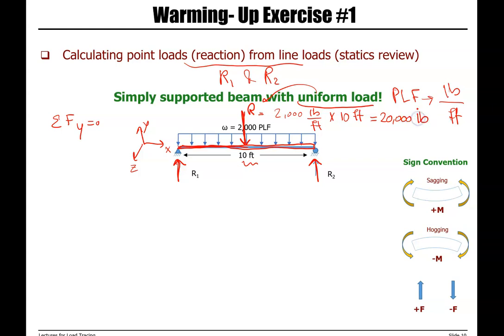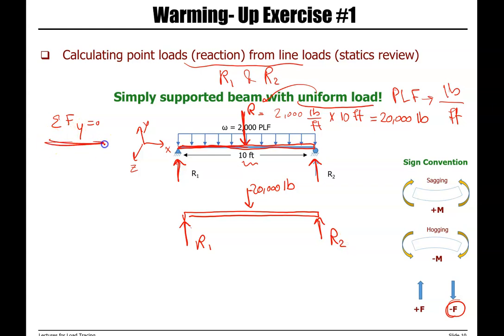20,000 pounds. So we can say that we have 20,000 pounds pushing downward, and we're going to use a negative sign for downward. And we have two end reactions, R1 and R2. So I want to write down this formula. Sigma Fy is equal to 0: minus 20,000 pounds plus R1 plus R2 is equal to 0.